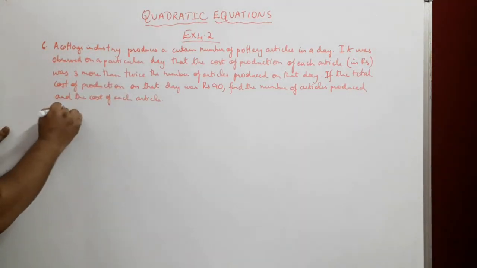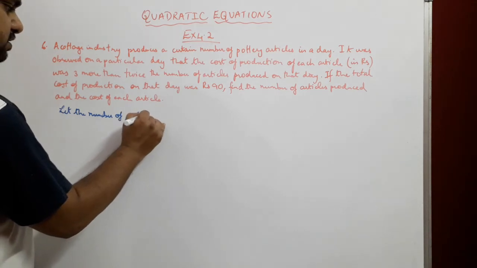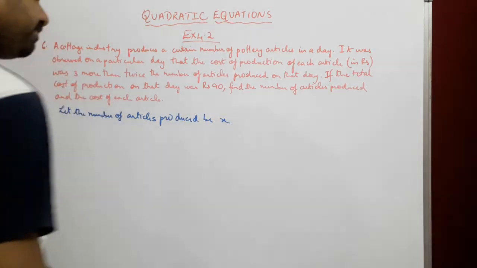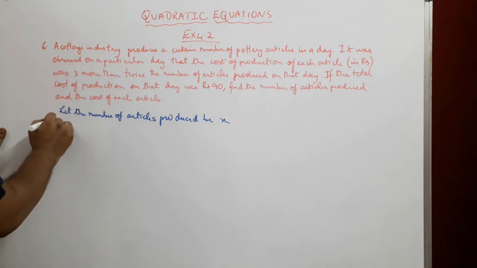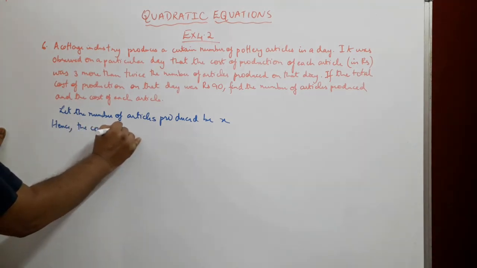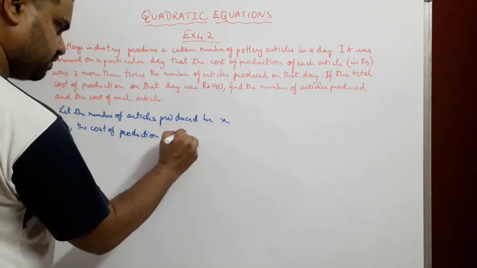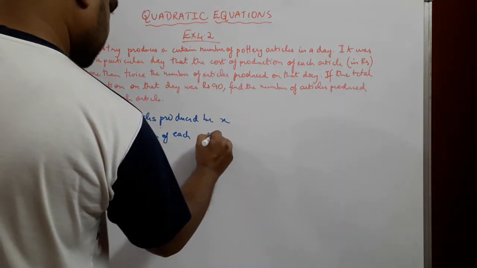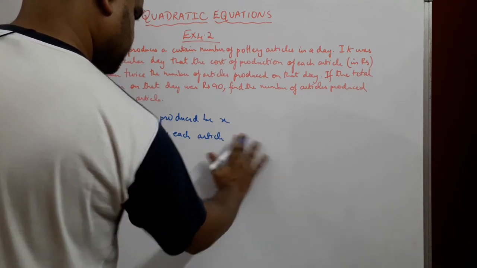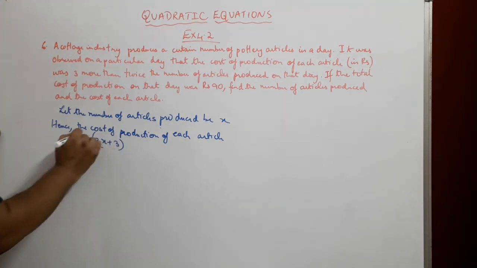So now let us assume that the number of articles produced be X. Okay, so hence I can say the cost of production of each article will be 2x plus 3 rupees.